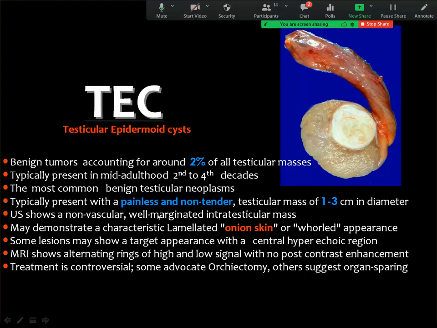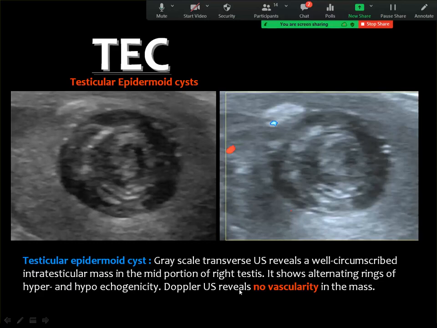The classic appearance on ultrasound, sometimes on MRI, is what's known as lamellated, onion scale, or whorled appearance, and there may be what looks like a target appearance. This lesion will not show post-contrast enhancement. Of course, on MRI, epidermoid will show diffusion restriction. But I have mentioned that ultrasound is the best modality for evaluation of the testis. A few days ago, I had a case of testicular MRI, and I couldn't know the exact pathology. I recommended a complementary ultrasound, and the pathology was a testicular infarct.